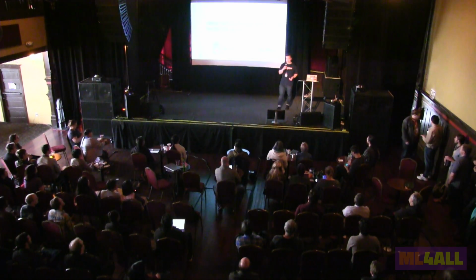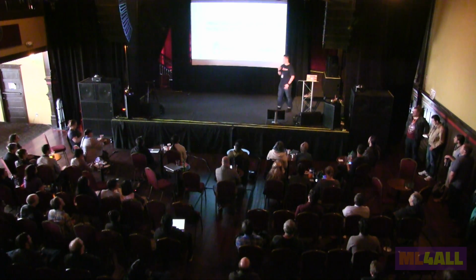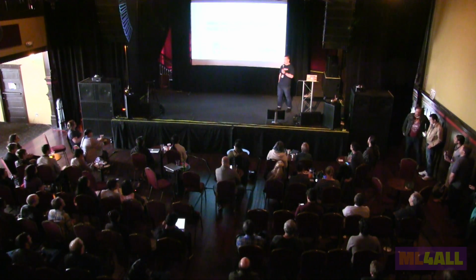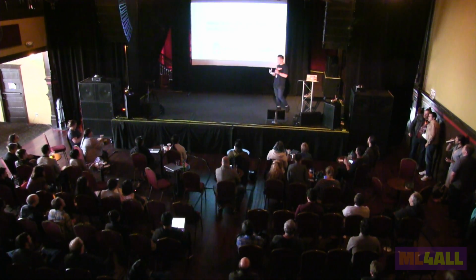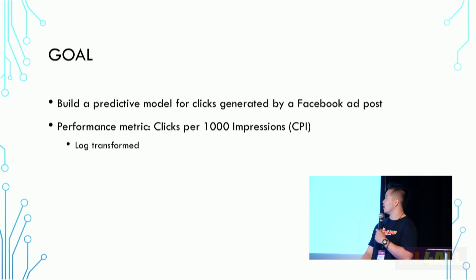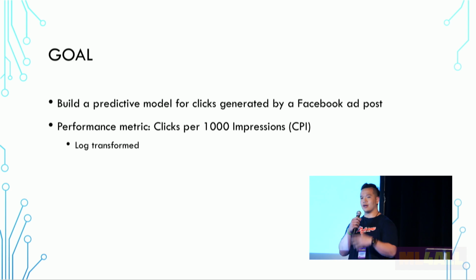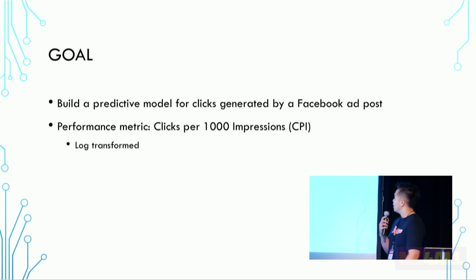Today I just want to talk to you about a project I did in one of my classes, predicting click performance for Facebook posts using a Bayesian linear regression model. The goal of the model is to predict how many clicks are generated by an ad post. That's something that advertisers really care about, how well their ads perform. The performance metric I'm using is clicks per 1,000 impressions. So of 1,000 times the ad is posted, how many times it's clicked.